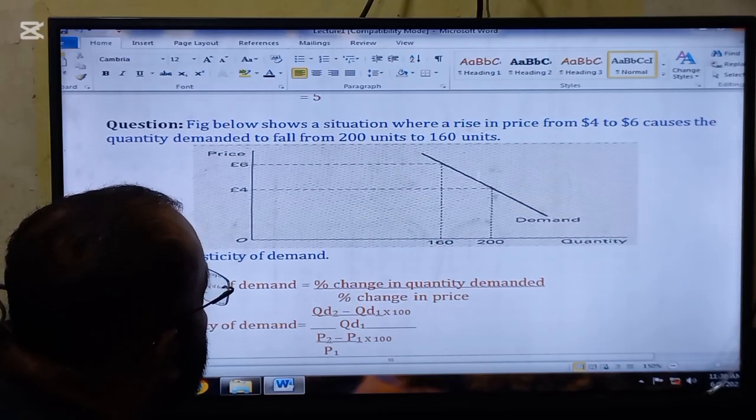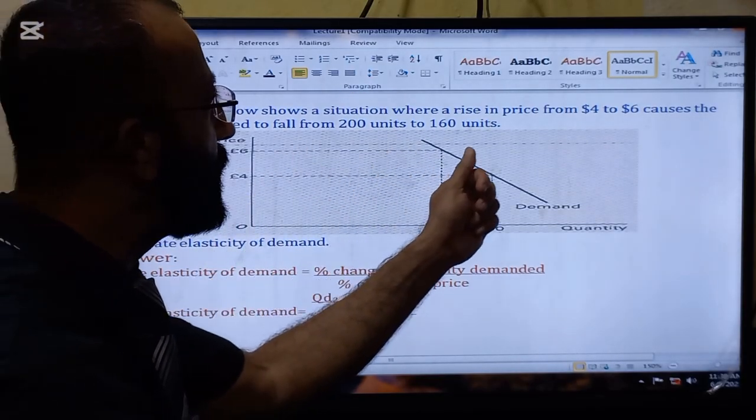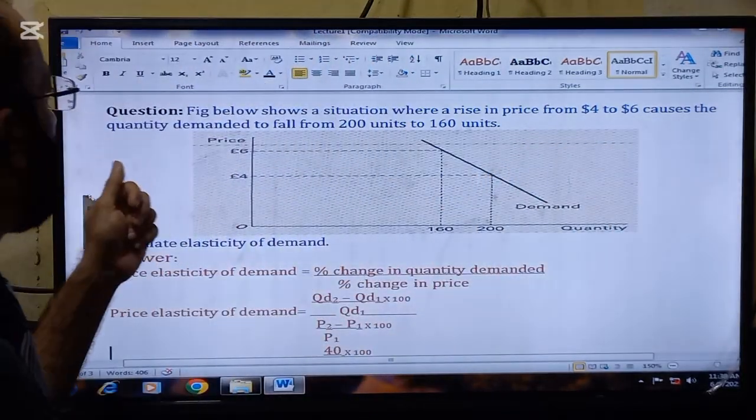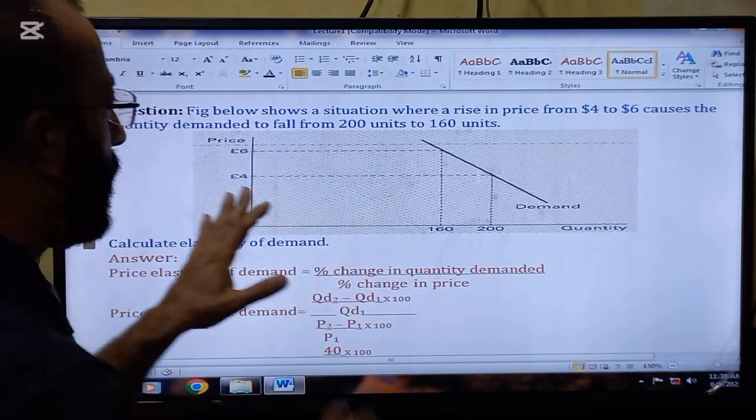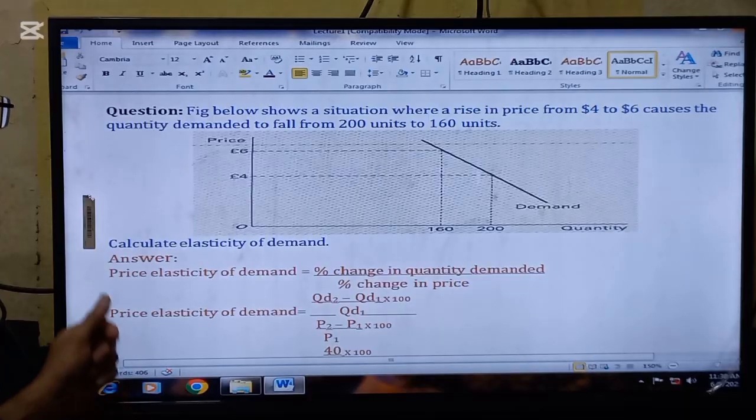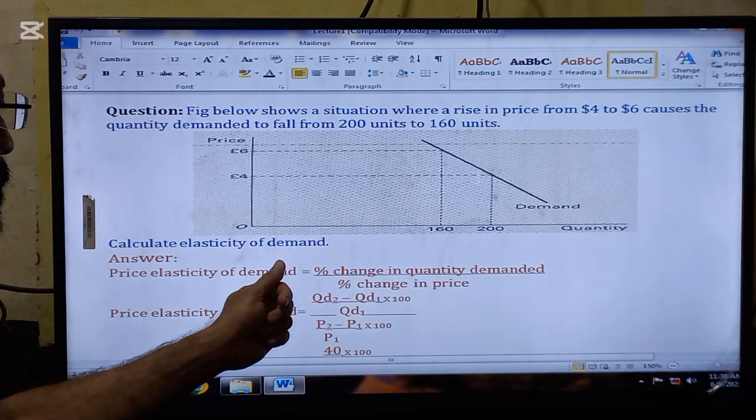And another question is here. The figure below shows a situation where a rise in the price from $4 to $6 causes the quantity demanded to fall from 200 units to 160. This is the graphical representation, and this is the descriptive form of the question. The requirement is the same: calculate the elasticity of demand.